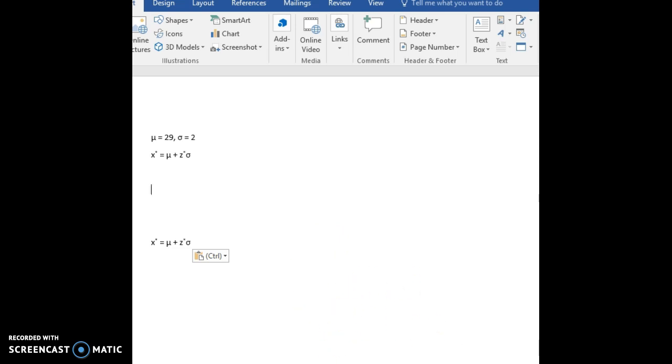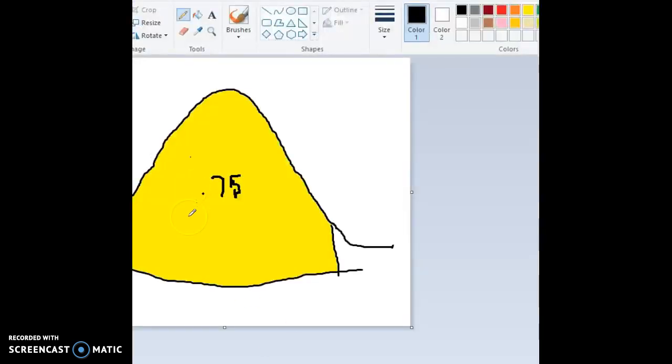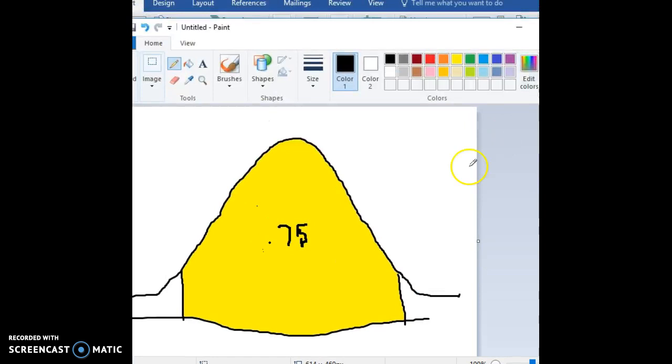All right, so let me pull that up for us to look at. And my normal curve is not great here. Let me see if I can move it over though so you can actually see it. There we go. All right, so notice that we've got the 75% that's the middle of the normal curve.